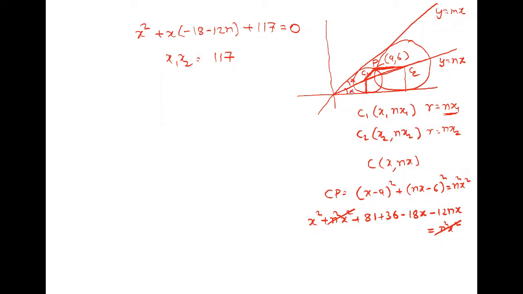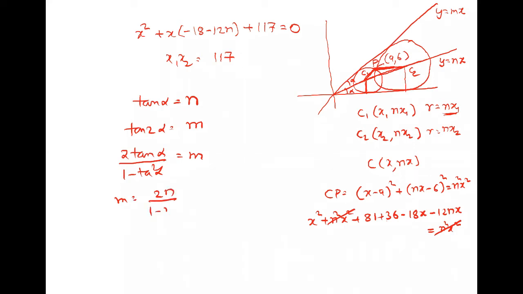Now what is tan alpha? Tan alpha is equal to n, because y is equal to nx. What is tan 2 alpha? Tan 2 alpha is m. So 2 tan alpha upon 1 minus tan square alpha is equal to m. It means m is equal to 2n by 1 minus n square. This we got. Now we want the value of n.